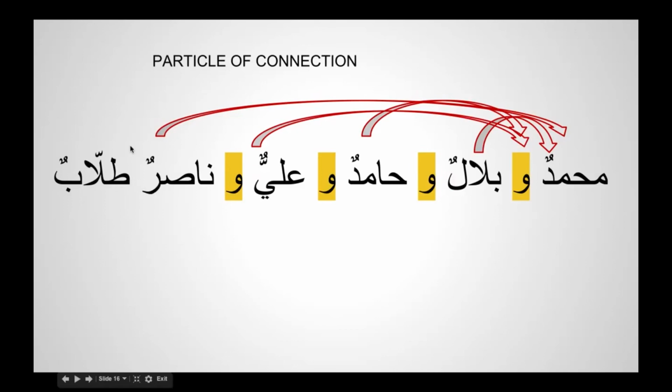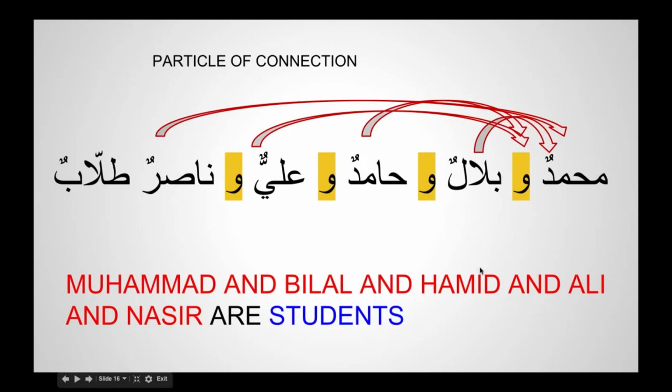So if you see the other word, there is no connection. This is what I was telling in the previous class. When you see a group of nouns and there is no connection, then that is where we can insert is or are. So here if you put are, then we can translate it as Muhammad and Bilal and Hamid and Ali are students. Tullabun means students.